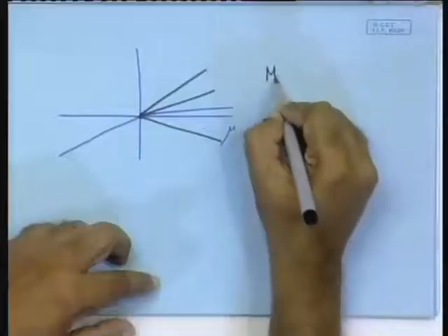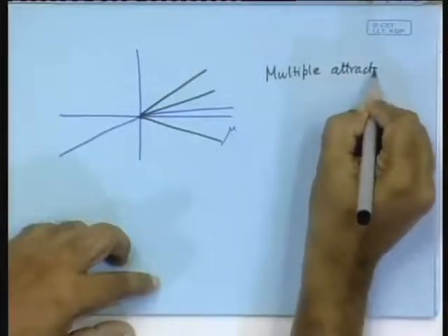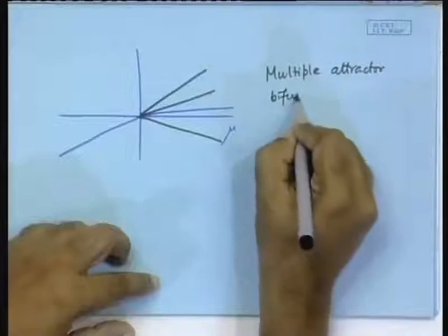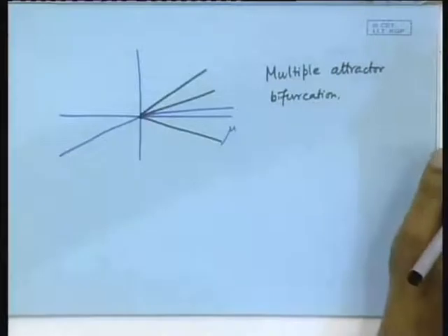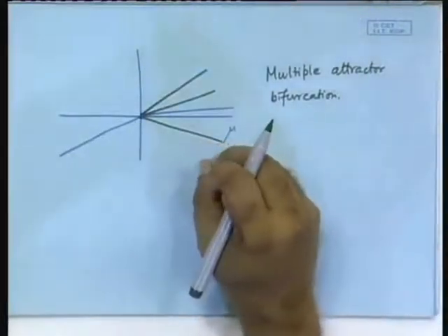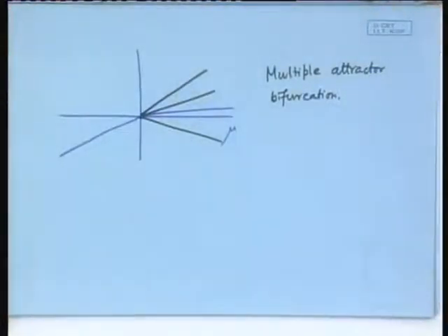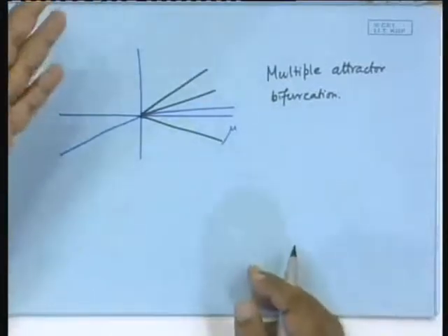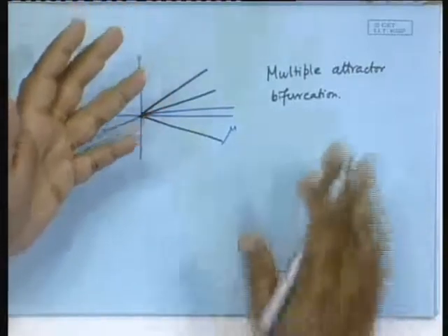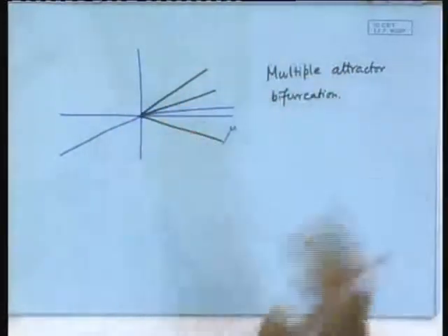Okay. This is called a multiple attractor bifurcation. And these are considered to be somewhat undesirable, because you never know which orbit it will ultimately go in. In any engineering system, you would like to predict that if I make this change in the parameter, it should behave like this, but here is a case where you cannot predict, it either goes there or goes here.